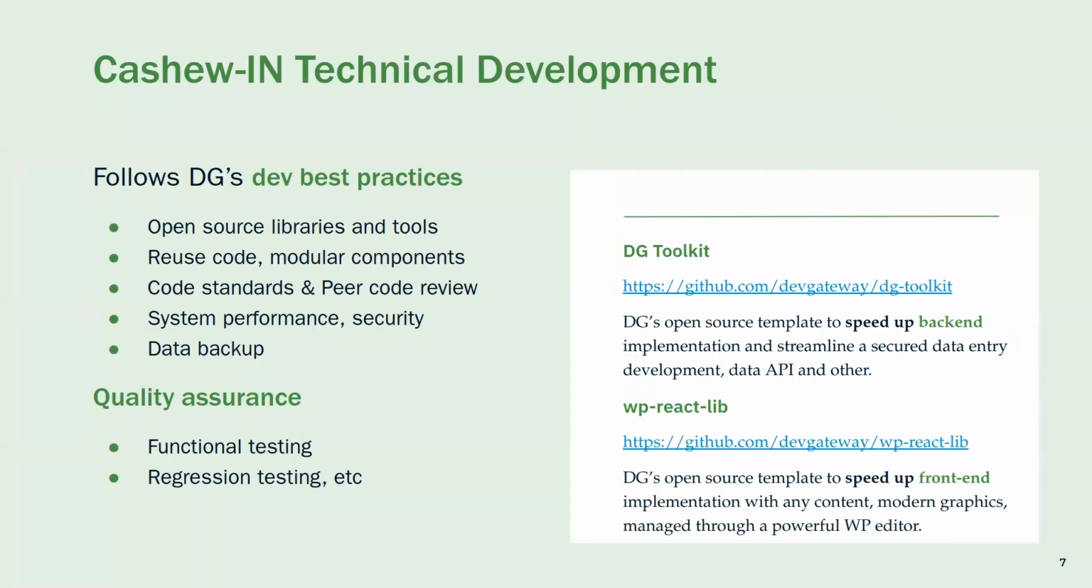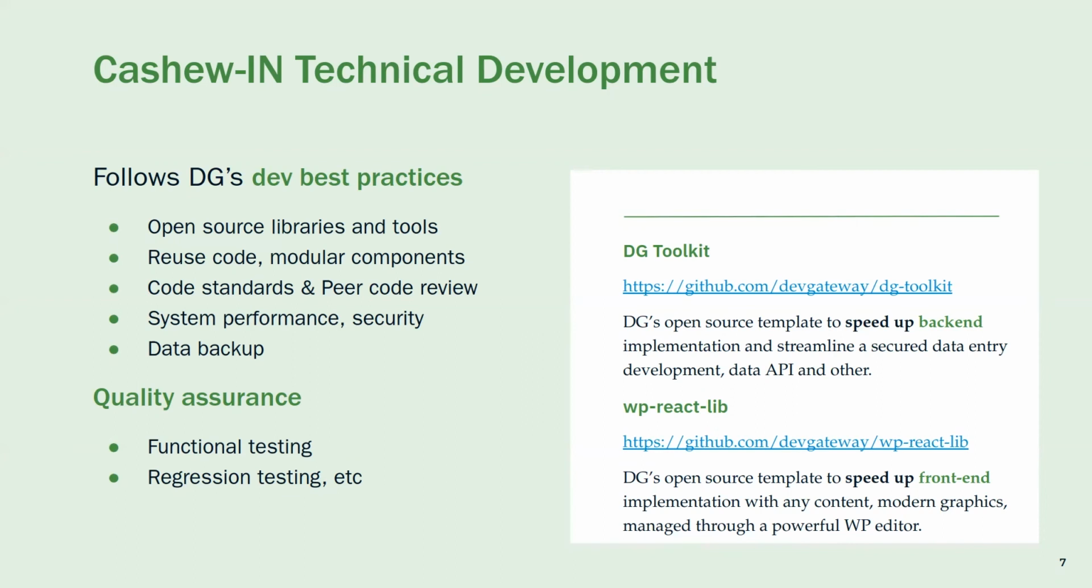Cashew-IN technical team follows common best practices and principles of DG. We prioritize open source, license fee-free, community-supported libraries and tools. We follow various best practices regarding code, performance, security, and so on. Quality assurance team regularly assesses the quality of the platform.